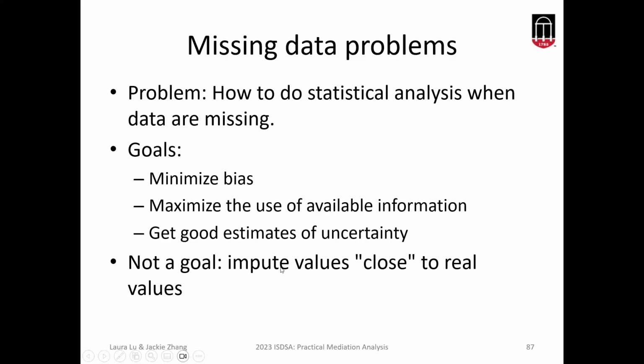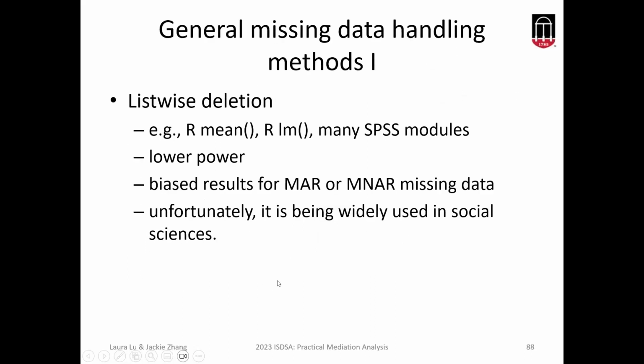So what is not a goal? Imputing the value close to the real value. This is not our goal. Some people just use a simple imputation to replace those missing values. Actually, that cannot provide a very good uncertainty, so that is not our goal. Of course, we can use multiple imputation. Simple imputation is not good, but multiple imputation is a good approach.